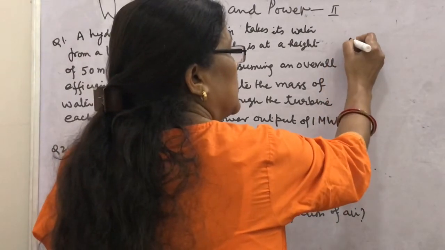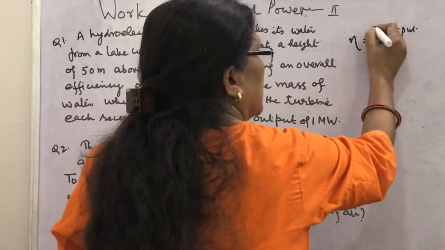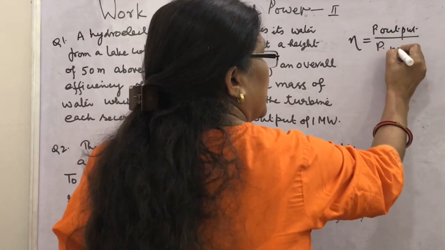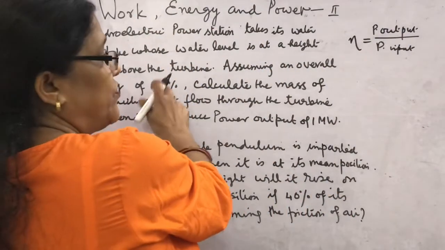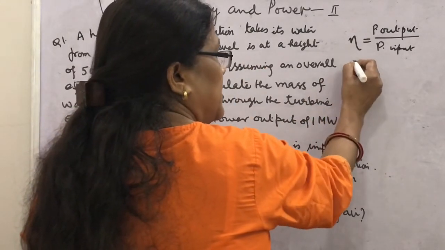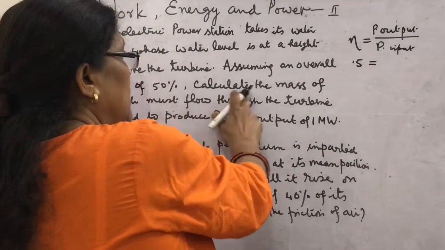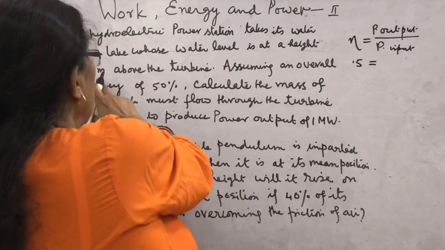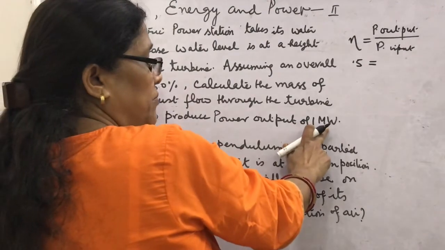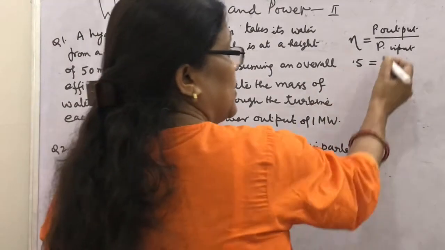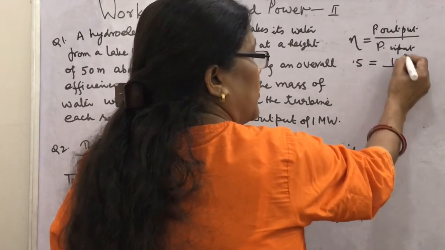You should know what efficiency is. Efficiency is always power output upon power input. Look, how much is the efficiency given? 50%. 50% means 0.5, you know, 50 upon 100, 0.5. It takes the water from the lake up to height 50 meter. And what is the power output? 1 megawatt. Mega means 10 to the power 6. Put here the values. Power output is 10 to the power 6 upon power input.